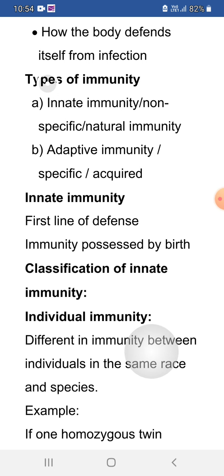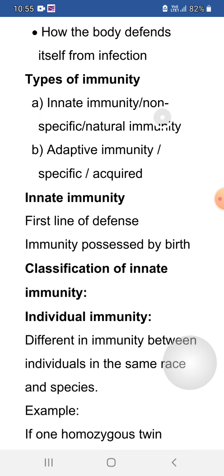Immunity, we'll start by looking at the types of immunity. We have innate immunity and adaptive immunity. Innate immunity is the immunity you are born with. As you are born, you are already possessing it. The body is capable of defending itself at birth. That is why it's called natural immunity.